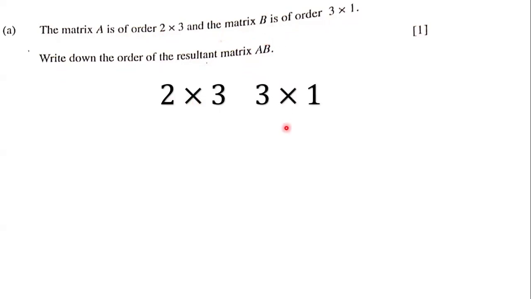And so what we notice here is that these two numbers are the same. And so that means that we can multiply the matrices A and B because these two are the same, right? That means that multiplication is defined in this particular order, A times B. Now, we have to figure out the order of the resultant matrix. We already know that we can multiply these two matrices and get an answer.